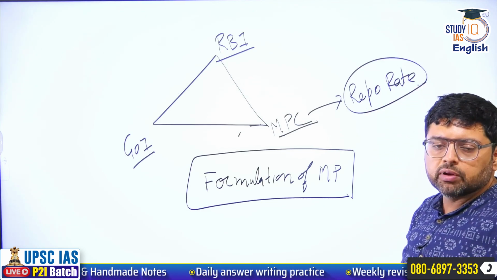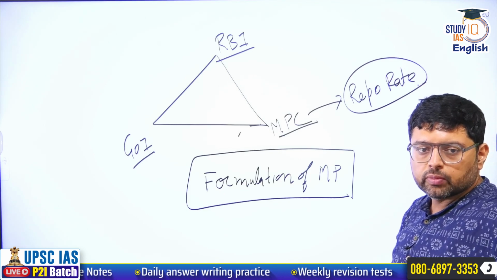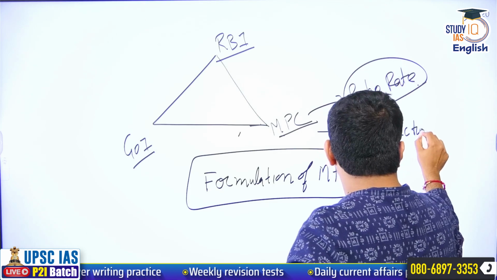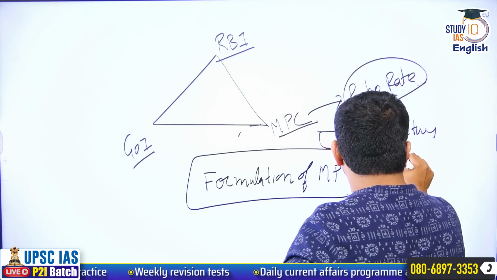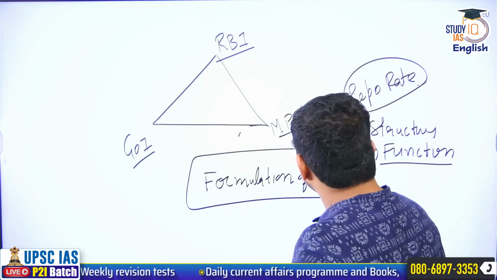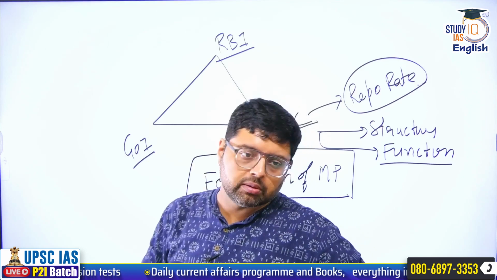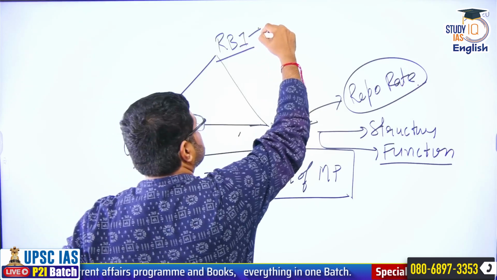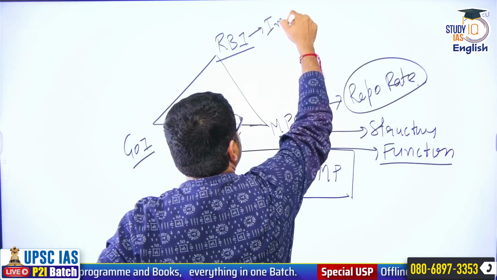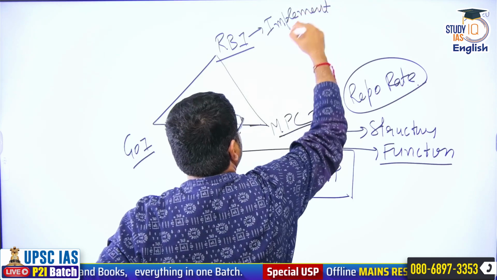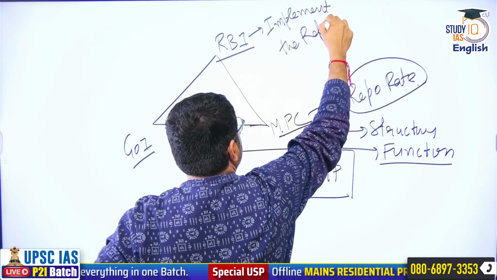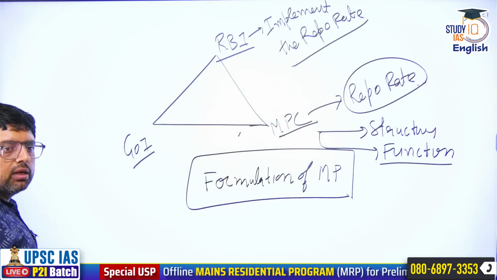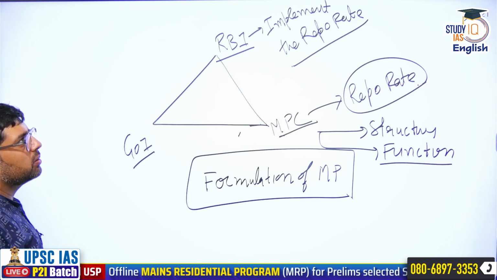So, this is the task that has been given to the Monetary Policy Committee. Clear? We have already seen the structure and the function of the Monetary Policy Committee. Now, RBI has been given the task to implement the repo rate. So, this is again something you have to remember.